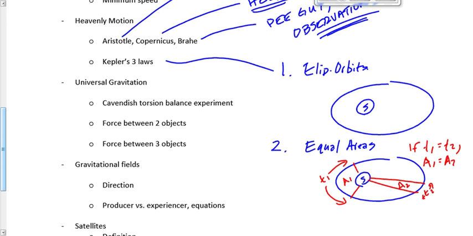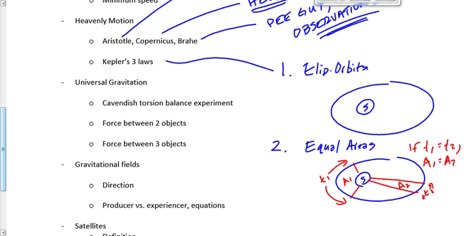What's the big deal with that? Well, we talked about the speed of the Earth, right? And how we know that if T1 equals T2 here, then the Earth must be traveling faster when it's closer to the sun than when it's further away from the sun.